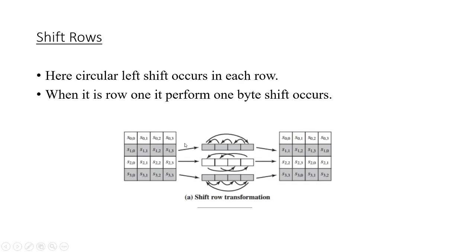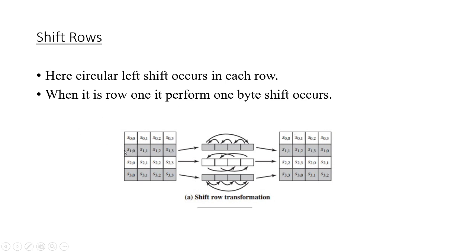Next one is shift rows. Here it undergoes a circular left shift in each row based on the row number. That is, this row is considered as row 0, this is row 1, row 2, and row 3. If it is row 0, there isn't any circular left shift. That is 0 left shift, so here the rows remain the same.